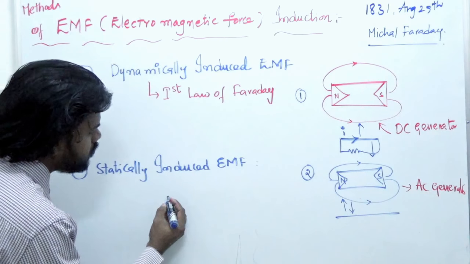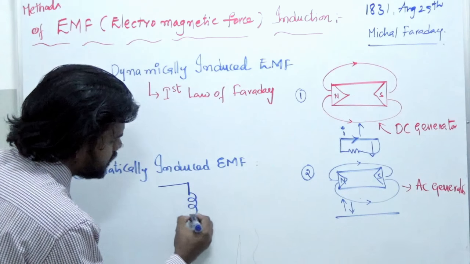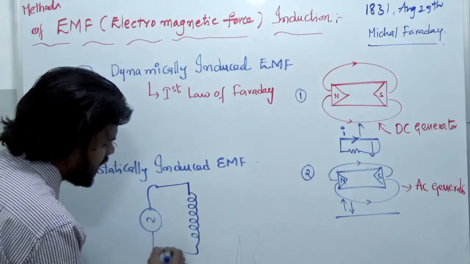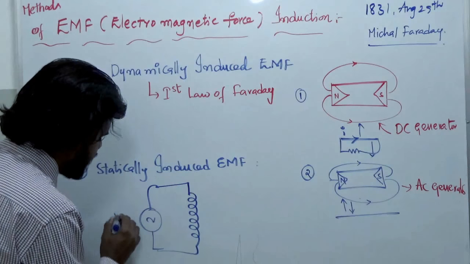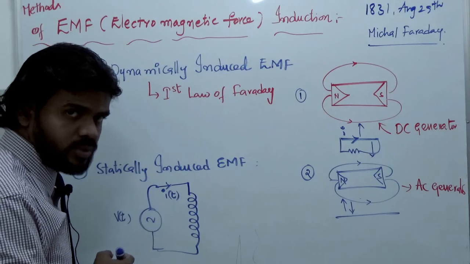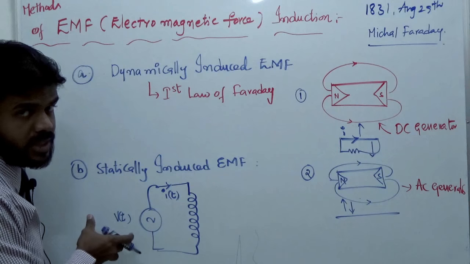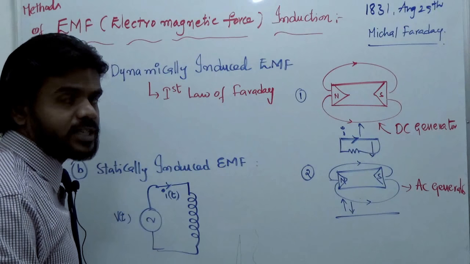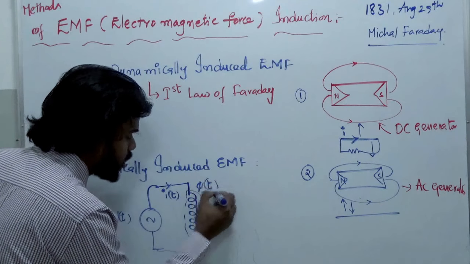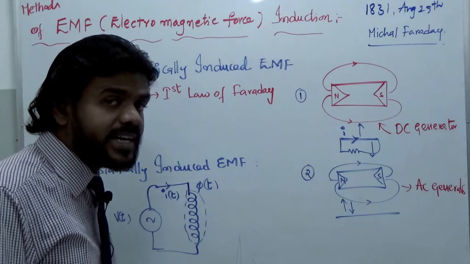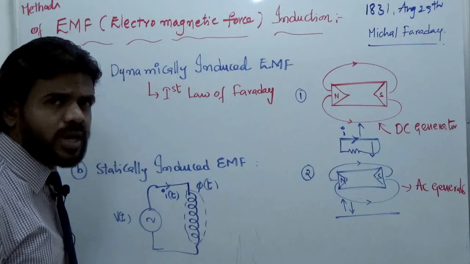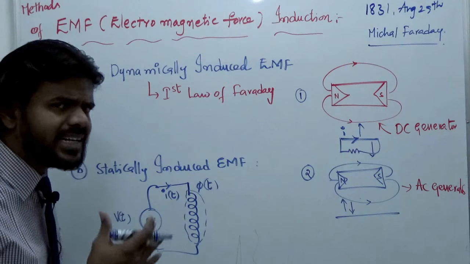Let's see this now. To understand this, you need to take a coil and give an AC supply to the coil. Then what happens, my dear? The voltage is V of t, and then the current flows as I of t. When you are providing an alternating voltage, then definitely alternating flux flows. The alternating current produces alternating flux. So what is this method? Statically induced method.